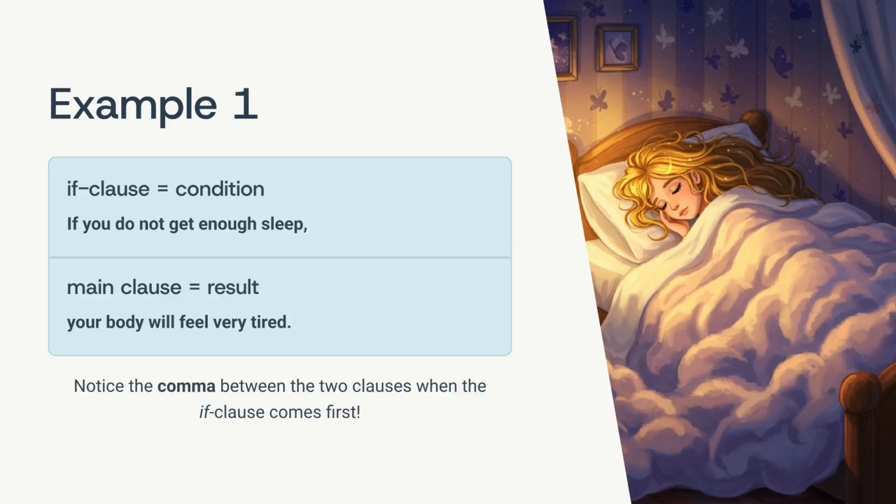Here is example 1. Look at the sentence. If you do not get enough sleep, your body will feel very tired. The if clause condition is if you do not get enough sleep. The main clause result is your body will feel very tired. Notice the comma between the two clauses when the if clause comes first.